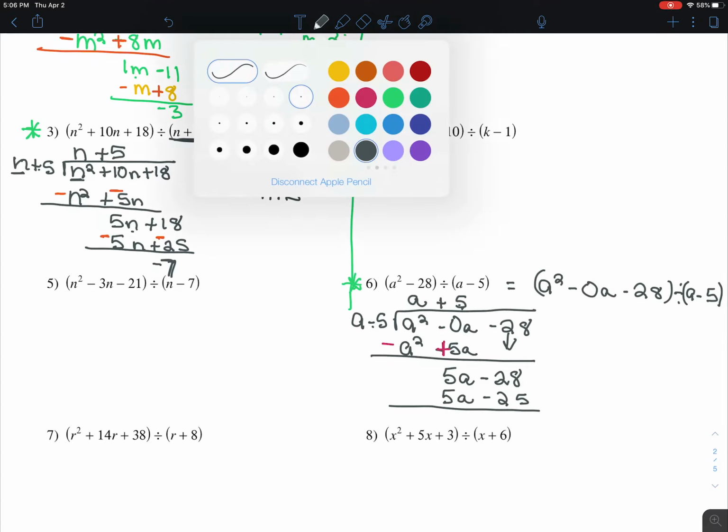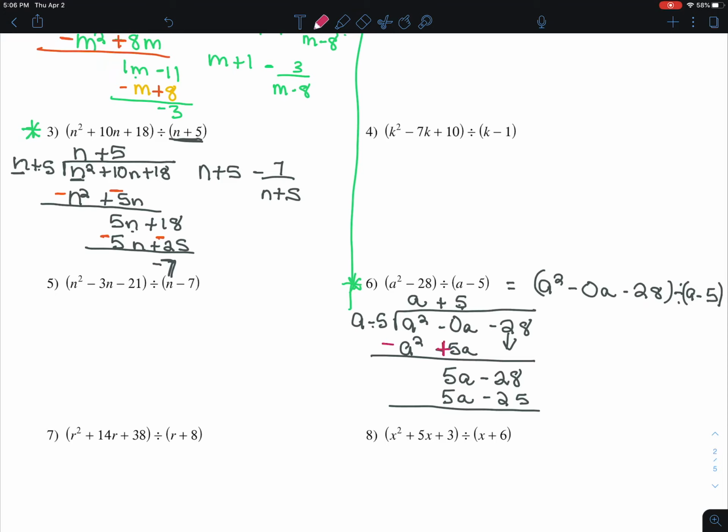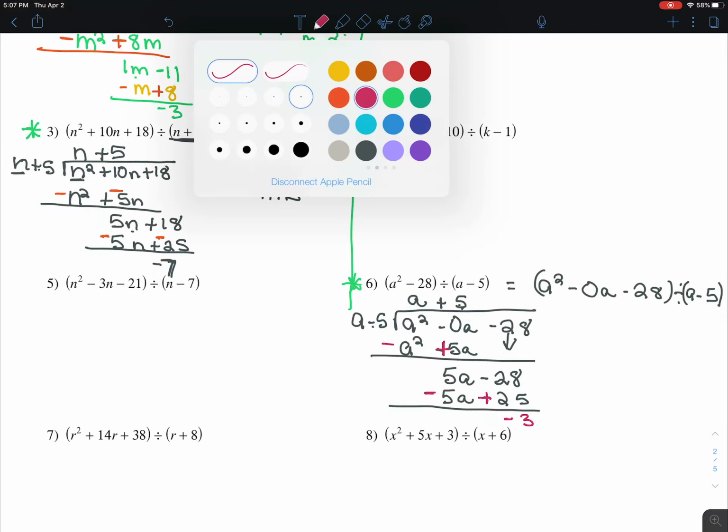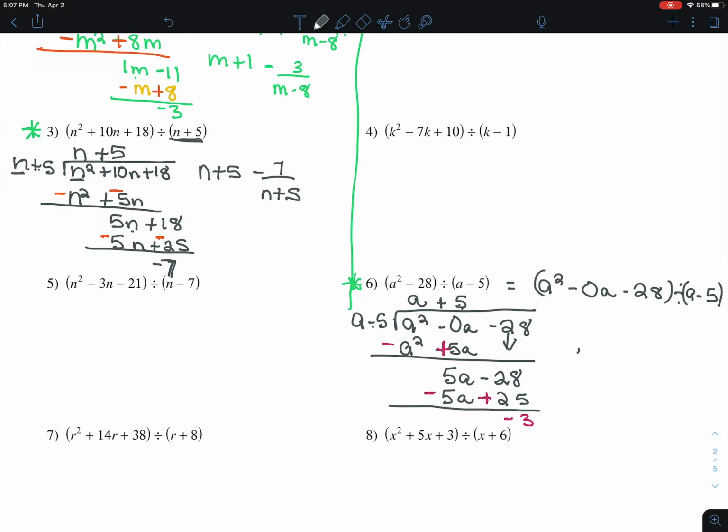Okay, so subtraction is changing the signs and adding. So I'm going to subtract those and I'm left with negative 3. So my answer is a plus 5 minus 3 over a minus 5. Okay?